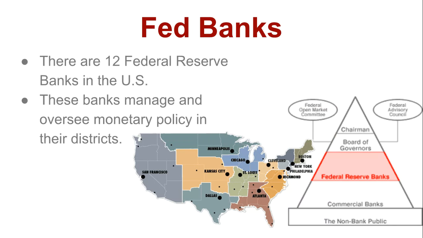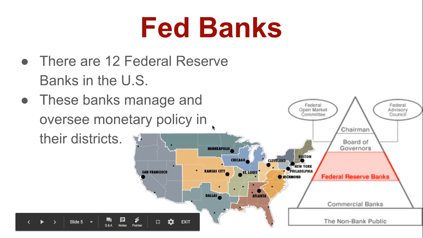Fed banks. All right. So the Federal Reserve System has 12 Federal Reserve banks. That's because we have a big country. We have a lot of money. It takes a lot to manage all of this, and we can't put all of that management on those 7 people up at the board. So we have these 12 Federal Reserve banks whose primary job is to oversee monetary policies within their districts and to make sure that those policies are being carried out. The districts look something like this and are spread out throughout the country based on population. Cool.